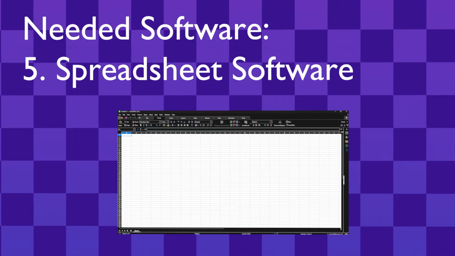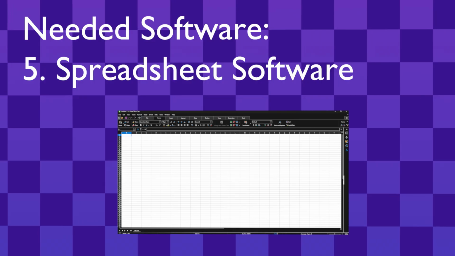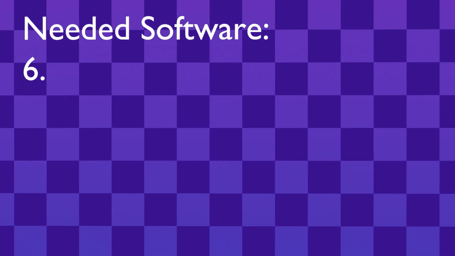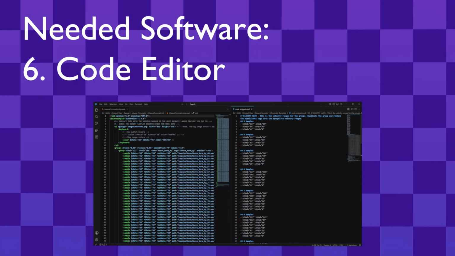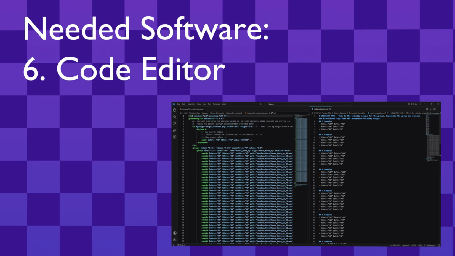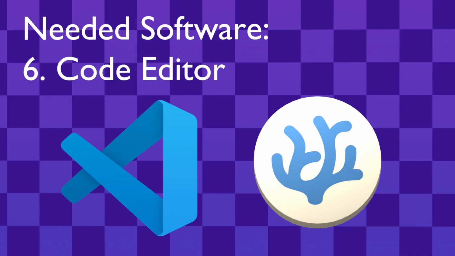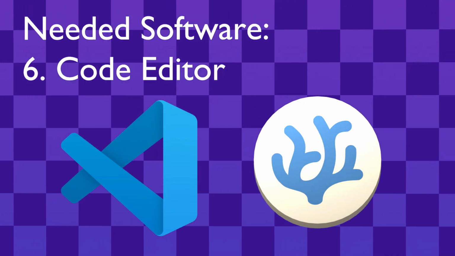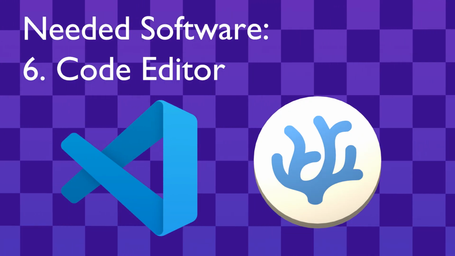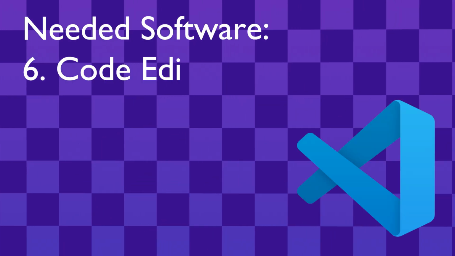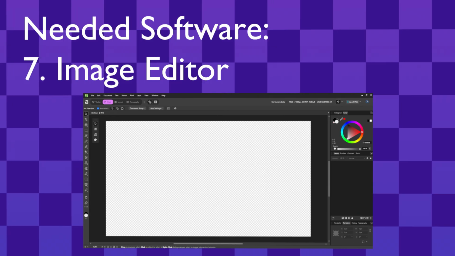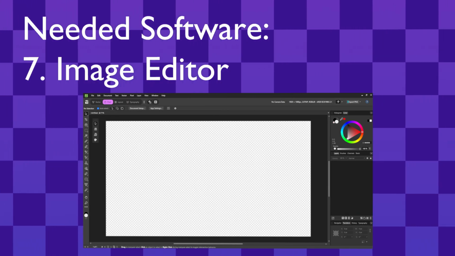Spreadsheet software. This isn't necessary per se, but will exponentially speed up the workflow. A code editor. Chances are if you've even remotely tried to make an FNF mod before, you already have VS Code installed. I'm using VS Codium personally, which is a fork of VS Code that removes all the Microsoft bloat. This is what we need to make the Decent Sampler file. And finally, some image editing software. I recommend Affinity because it's both free and actually feels nice to use.